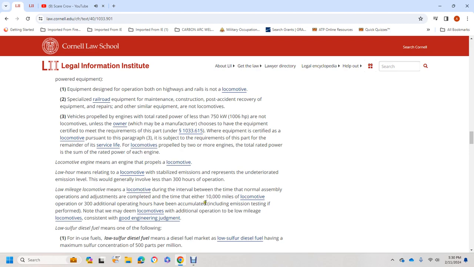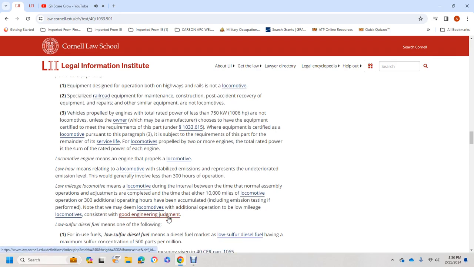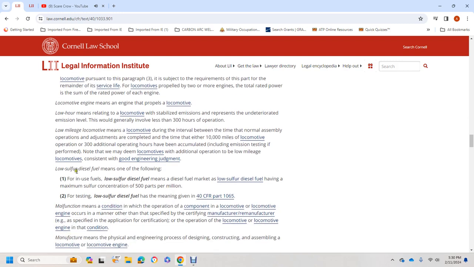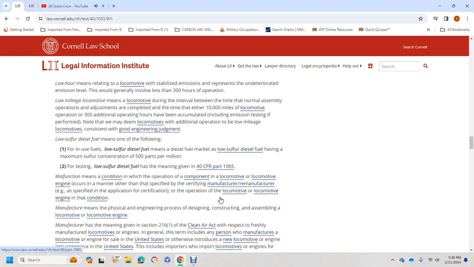The deemed locomotive additional operation to be a low mileage locomotive consistent with good engineering judgment. Low sulfur diesel fuel means one of the following. For in-use fuel, low sulfur diesel fuel means diesel fuel marketed as low sulfur diesel fuel having a maximum sulfur content of 500 parts per million. For testing, low sulfur diesel fuel has the meaning given in Title 40 CFR 1065.